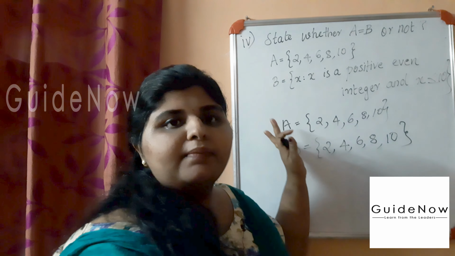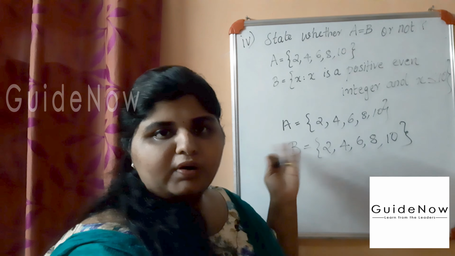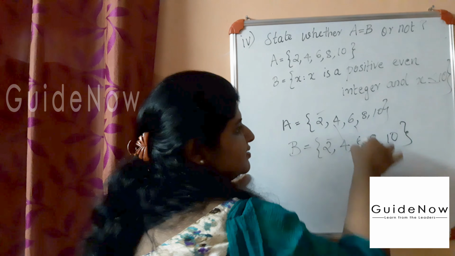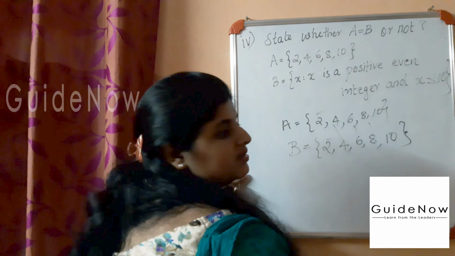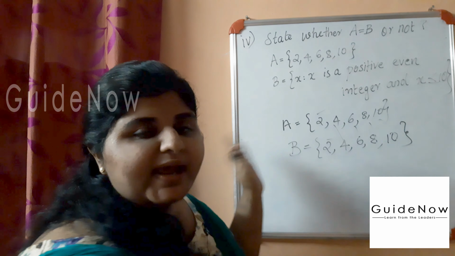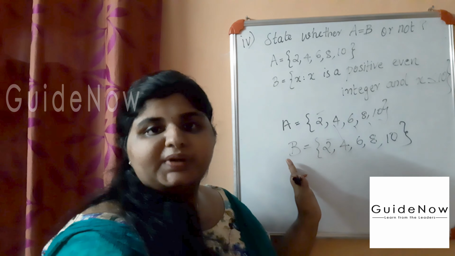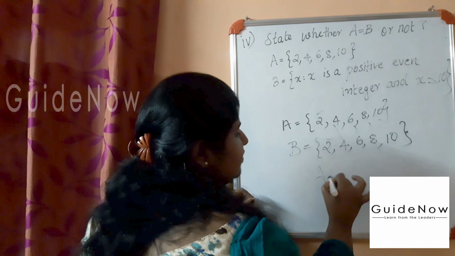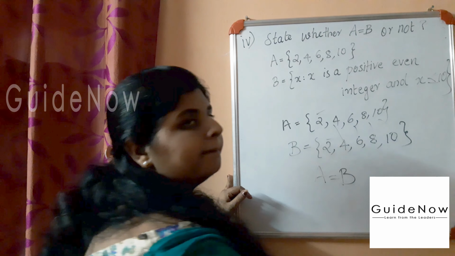Just look at A and B. Both are the same. We don't need to check further because here 2 is there, and here 2 is there. Here 4, here 4. Here 6, here 6. Here 8 is there, and here also 10 is there. So all the elements in A are equal to those in B, and in B also they are there. So both sides are equal. A is equal to B.